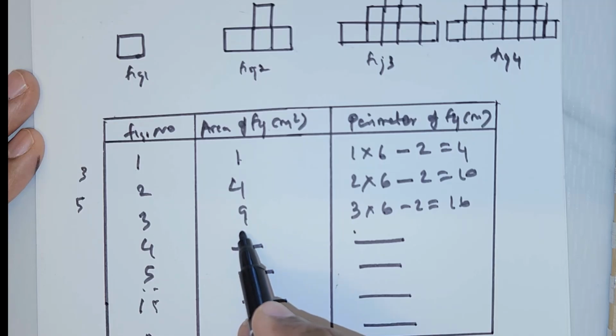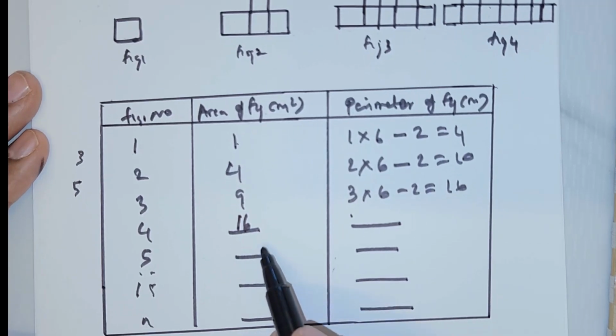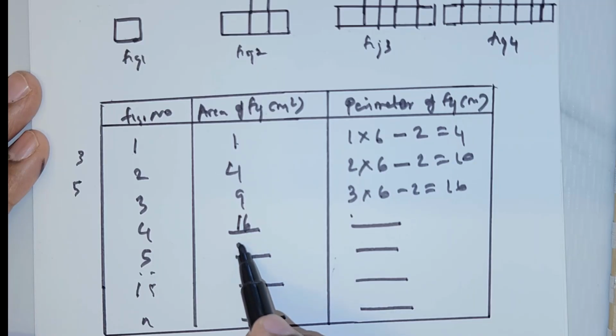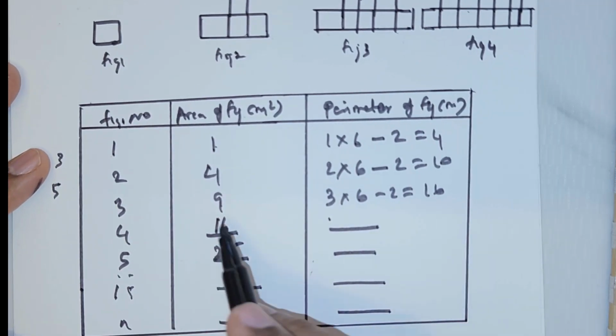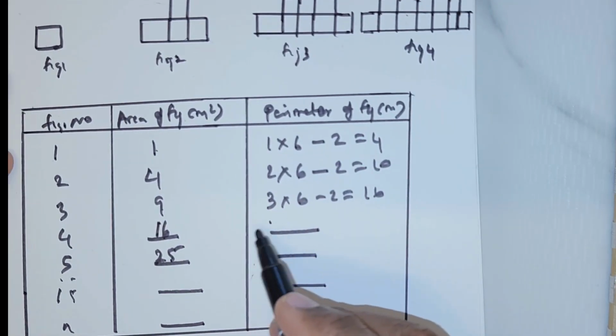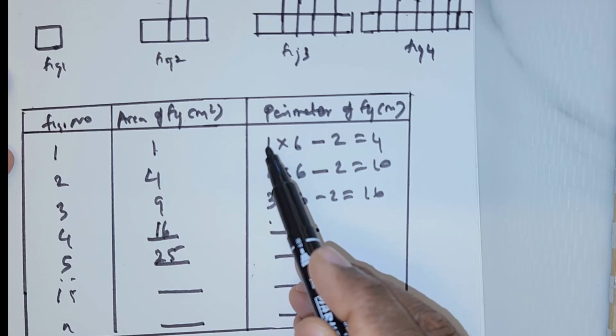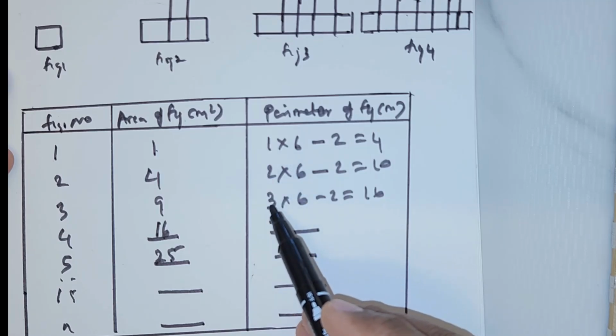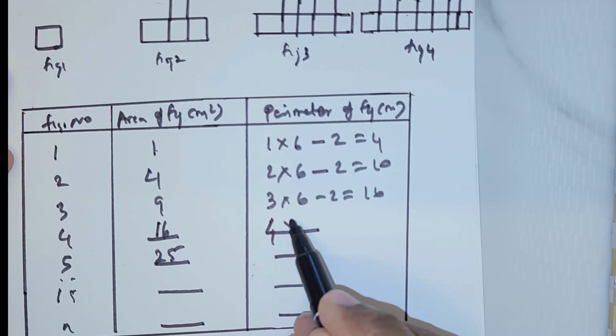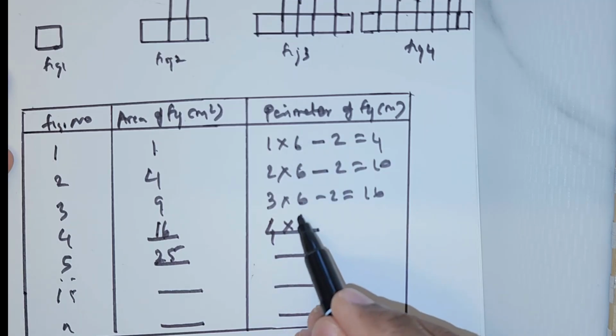So if I add 7 to 9, I get 16. And the next one is, if it's going to be 9. So if I add 9 over here, I'll get 25. Okay, so that fills up. Now let's go over here to the perimeter. You see, this is incrementing in steps of 1. 1, 2, 3. So naturally the next one is going to be 4. The 6, 6, 6 is a constant.